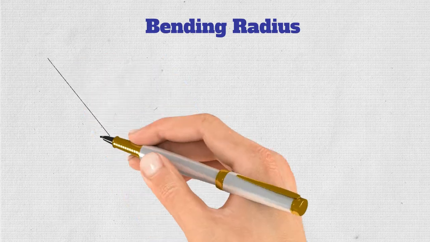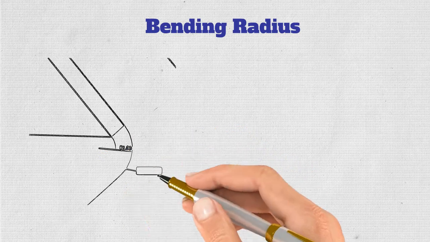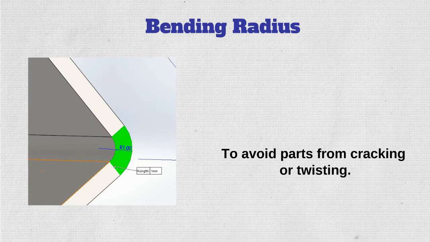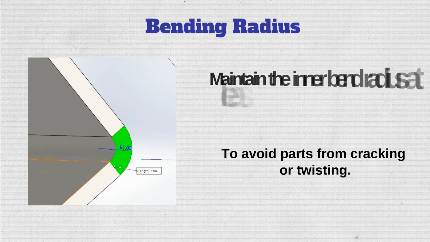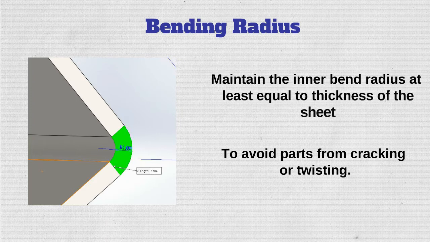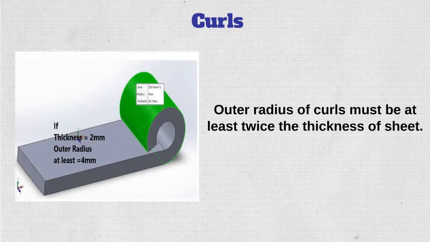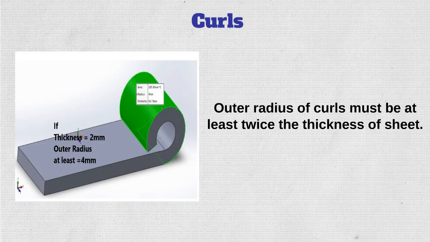Minimum bending radius of sheet metal. The least bend radius for MS sheet must be equivalent to the thickness of the sheet. To avoid parts from cracking or twisting, make sure to maintain the inner bend radius at least equal to the thickness of the sheet. Outer radius of curls must be at least twice the thickness of sheet.